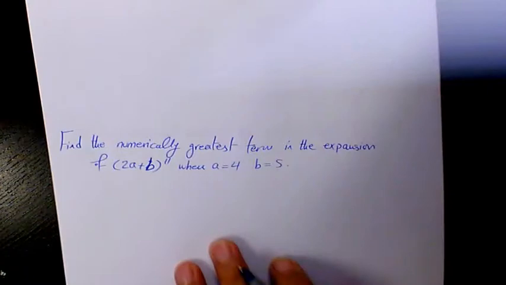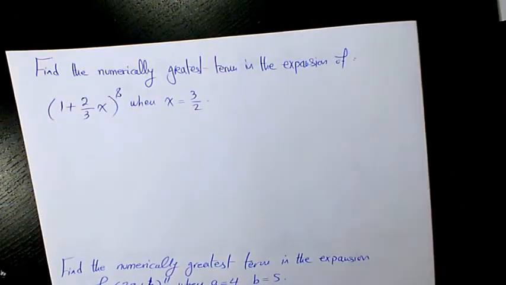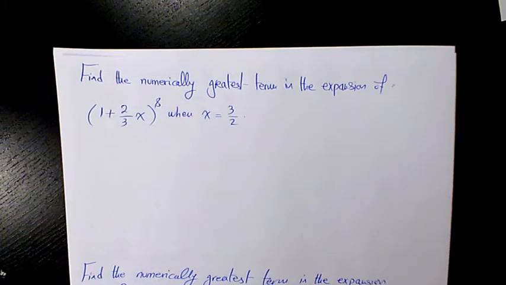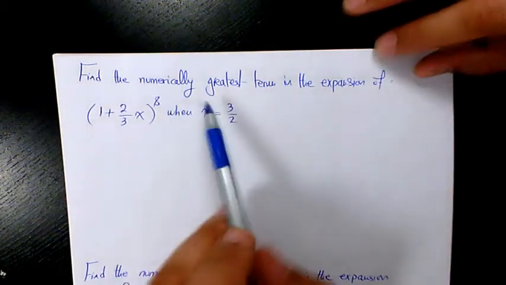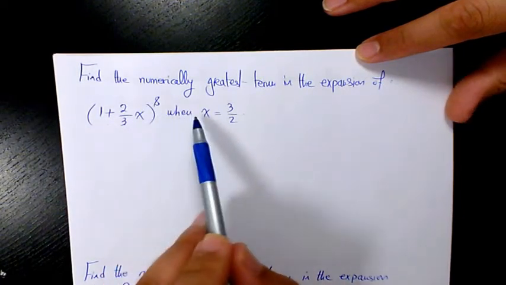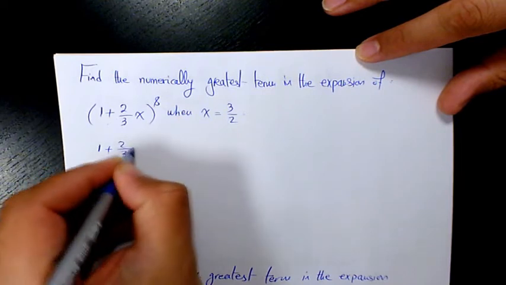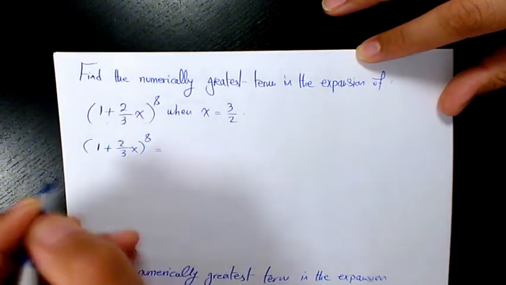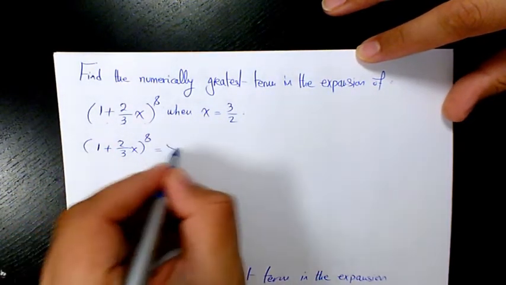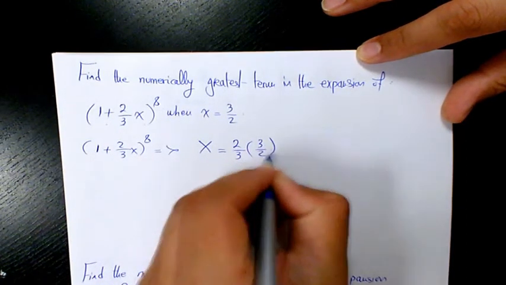Let's look at the next example. Find the numerically greatest term in the expansion of 1 plus 2 over 3x to the power of 8 when x is 3 over 2. So 1 plus 2 over 3x to the power of 8 is going to be, x is going to be 2 over 3 times 3 over 2, which is going to be 1.